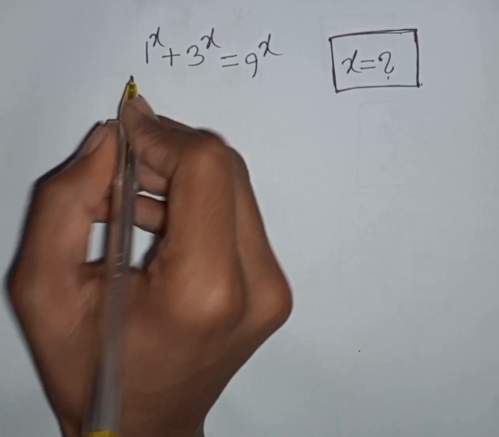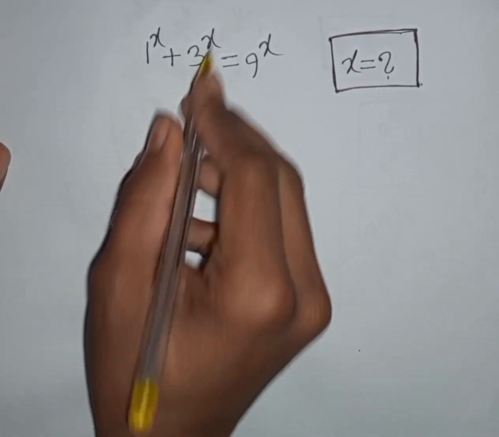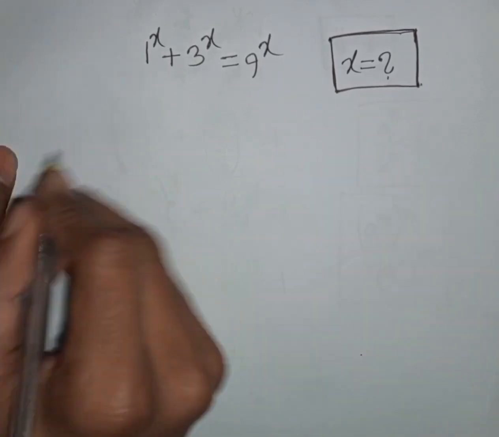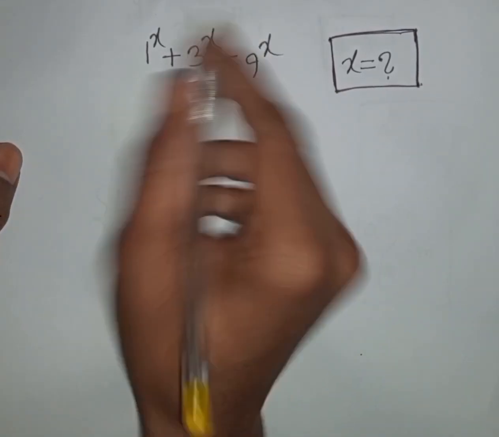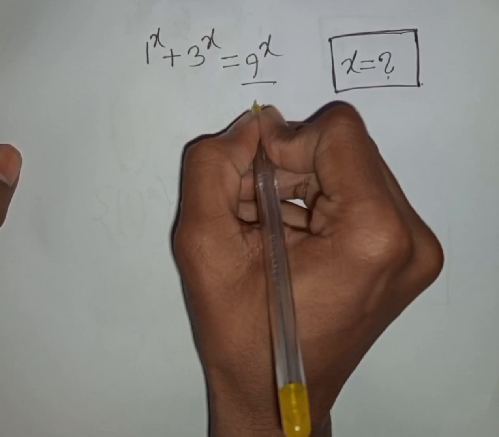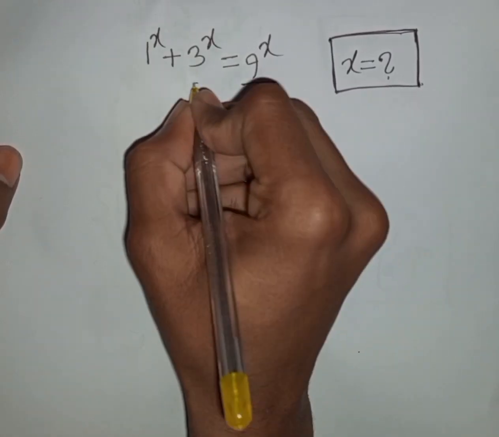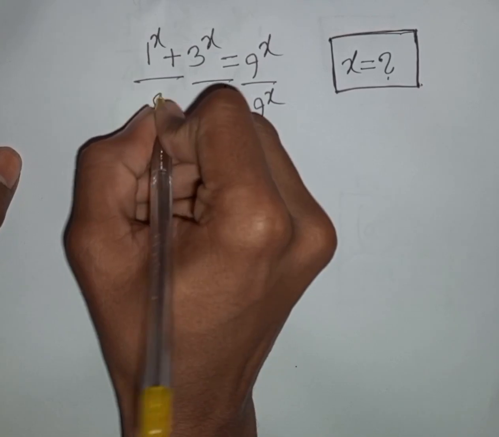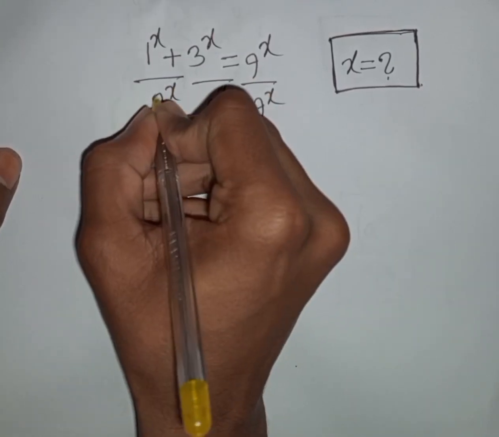How to solve 1^x + 3^x = 9^x. Find the value of x. At first, we divide by 9^x on both sides. So, 1^x/9^x + 3^x/9^x = 9^x/9^x.